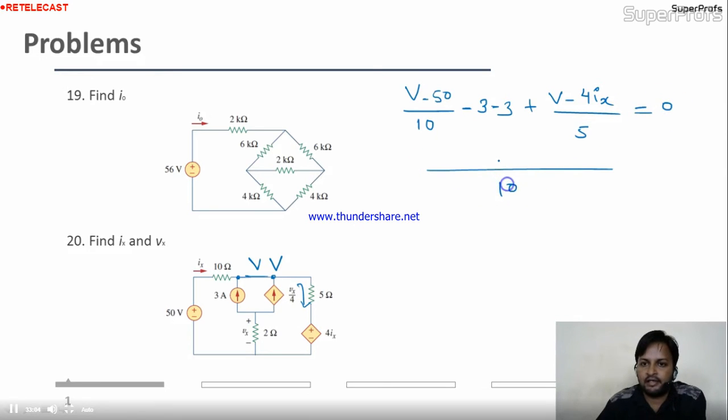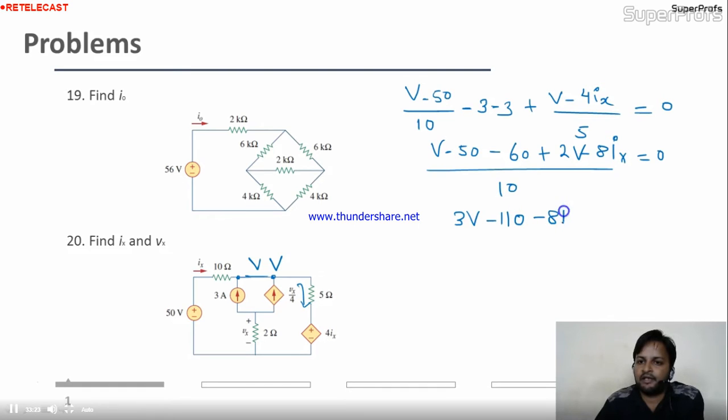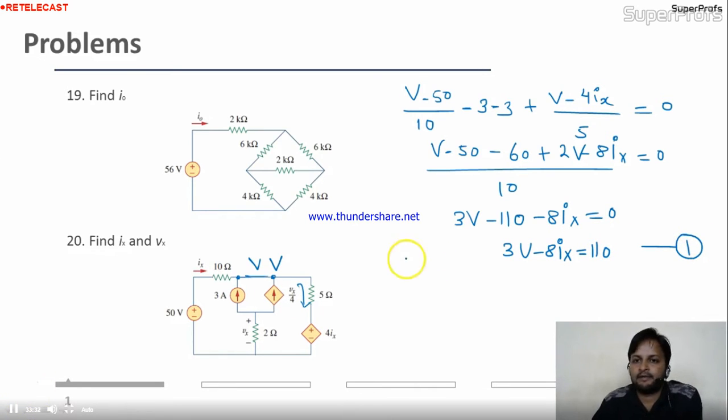Good. LCM is 10. So this is V minus 50 minus 60 plus 2V minus 8Ix equal to 0. So finally you are having 3V minus 110 minus 8Ix equal to 0. 3V minus 8Ix equal to 110. Equation 1. Okay. So one equation is this, and two unknowns. One equation we can't solve.